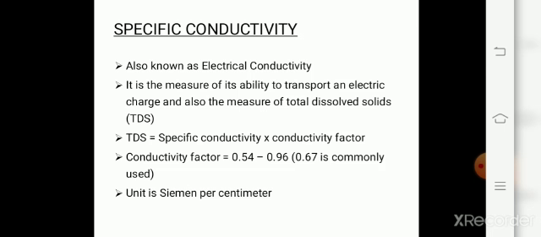Next is specific conductance. Specific conductance is also known as electrical conductivity. It is the measure of the transport of electric charge or the measure of the total dissolved solids. This total dissolved solids includes the inorganic salts and small amounts of organic matter present in water. It is calculated by multiplying the specific conductivity and the conductivity factor, which ranges from 0.54 to 0.96. And the unit of specific conductance is Siemens per centimeter.